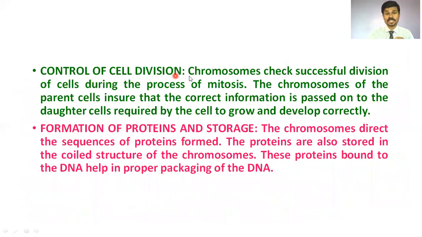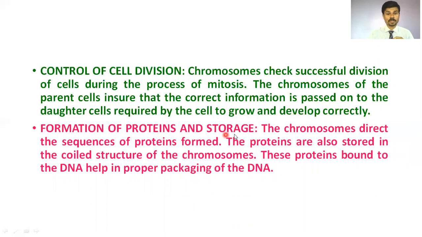Then control of cell division. Chromosomes check the successful division of cells during the process of mitosis. The chromosomes of the parent cells ensure that correct information is passed on to the daughter cells that is required by the cell for its growth and its development.